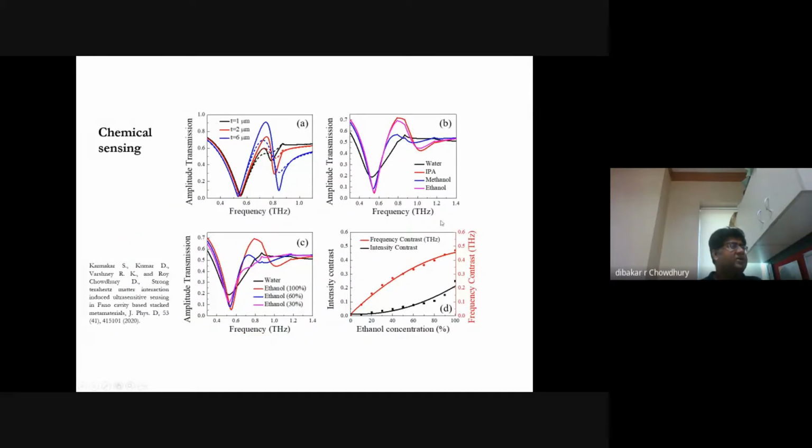Then moving ahead, we did chemical sensing also with this scheme, for example water, IPA, ethanol, different things. And we observed a very interesting thing. Normally in metamaterial sensing schemes, since we have this frequency dip, the frequency shift of the dip is used for sensing. But for chemical sensing, we observed that it is not just the frequency shift, but the intensity contrast can also be useful. You can see that intensity contrast was also exploited towards the sensing capability.